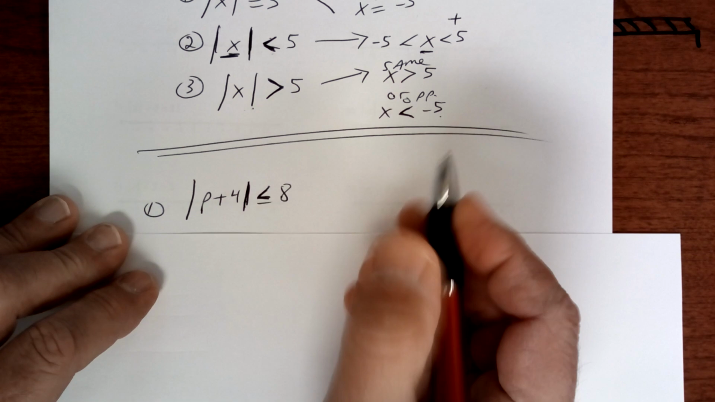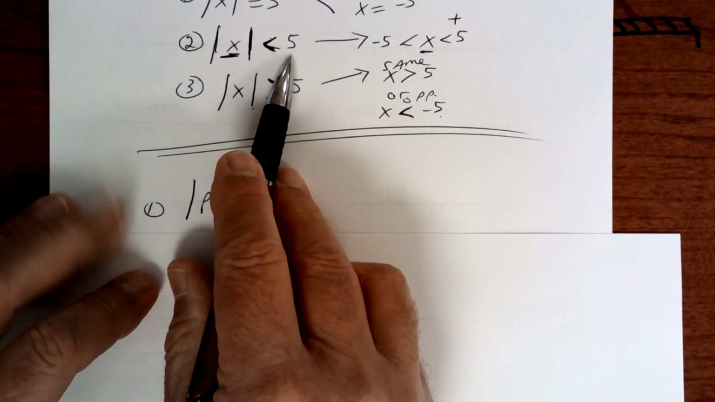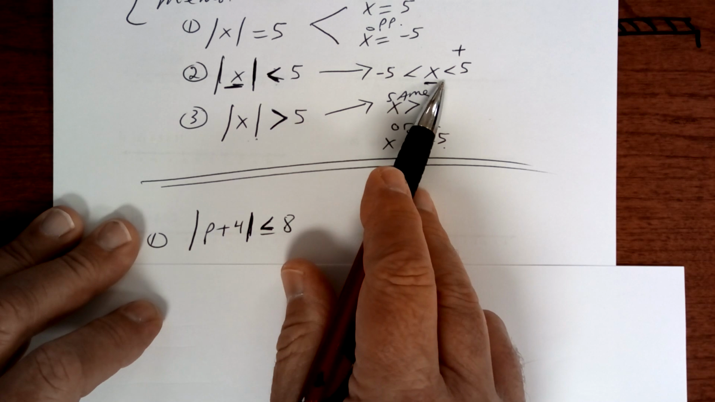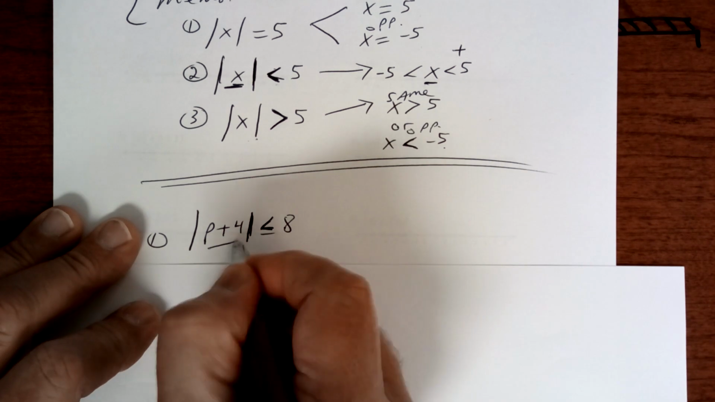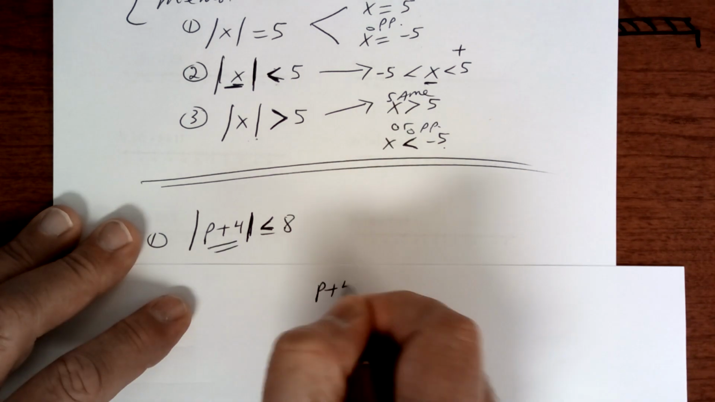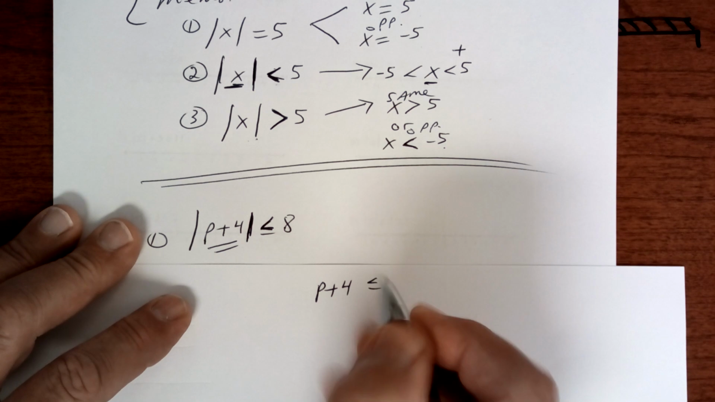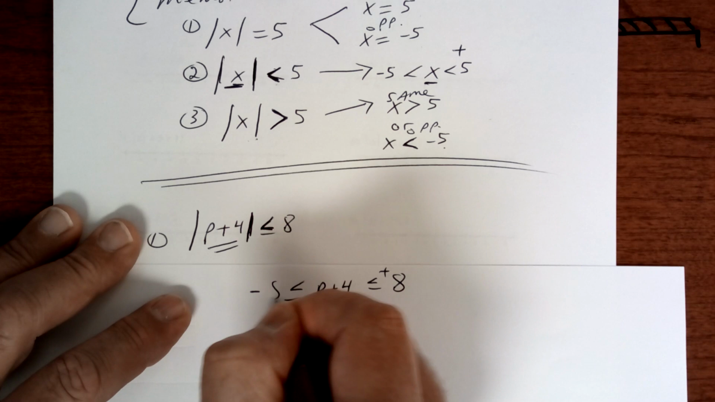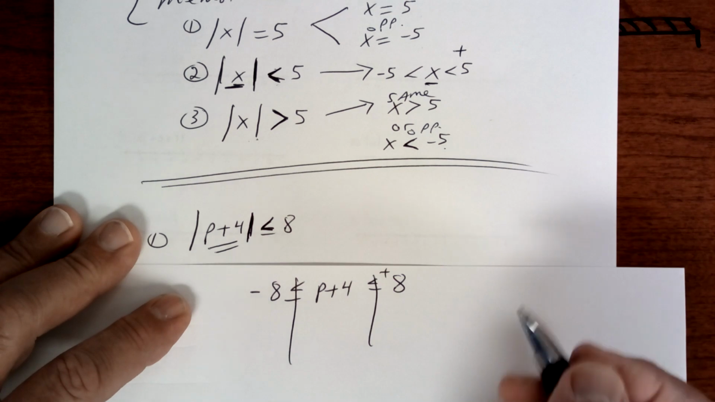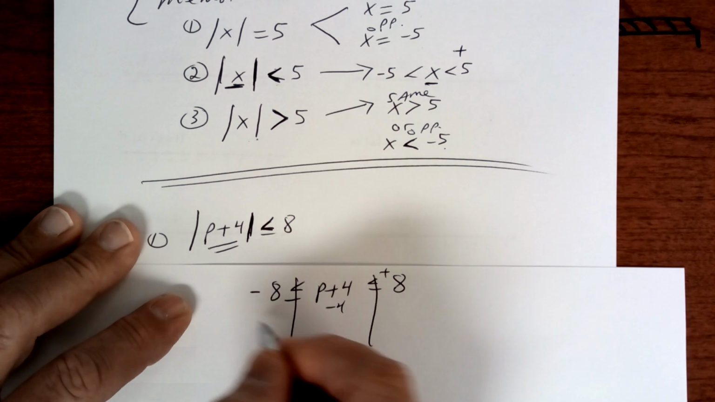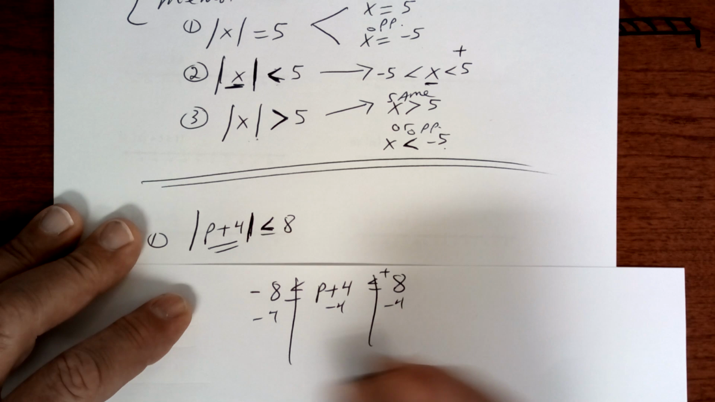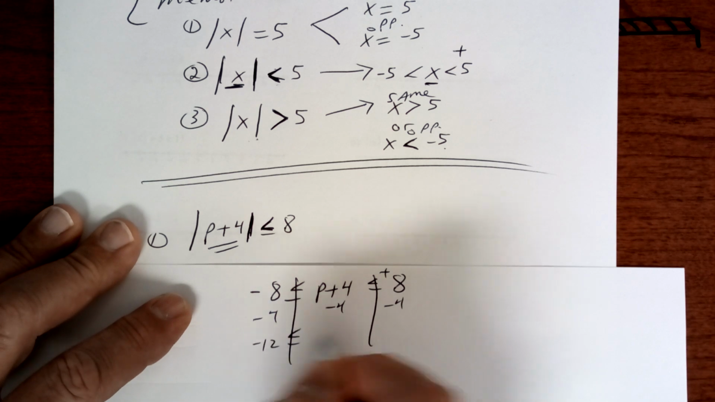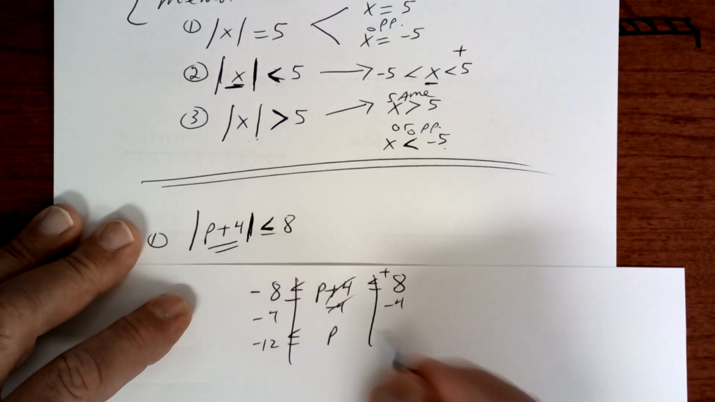That would be the second one. I call this one the sandwich. Everything inside is going to be squeezed in between a plus and a minus. And then you work it out in 3 parts. So you're going to subtract 4, and you're going to get negative 12. This cancels, and this gives you 4.